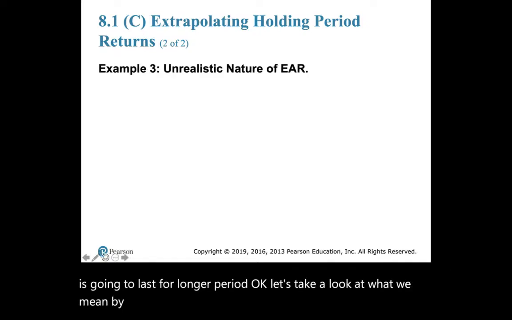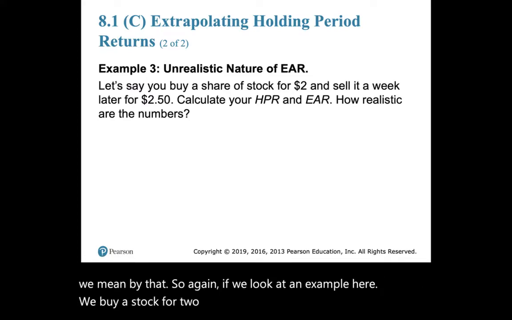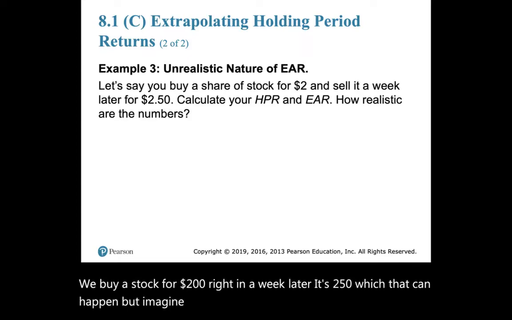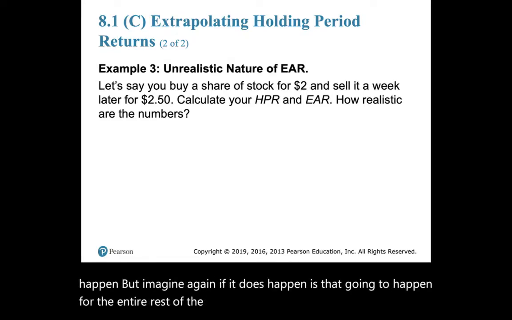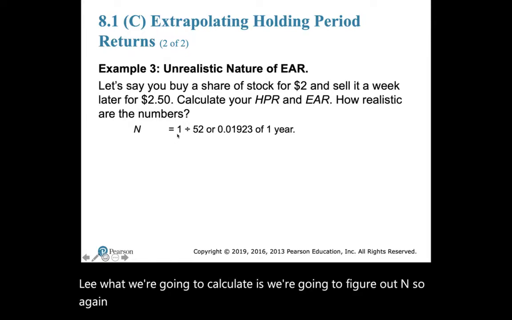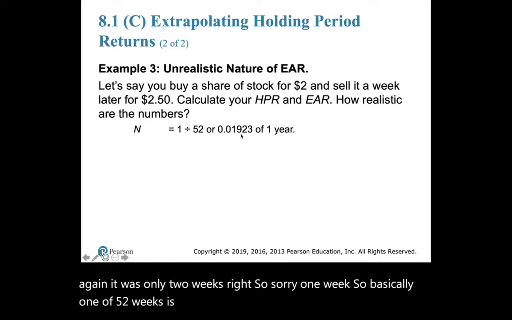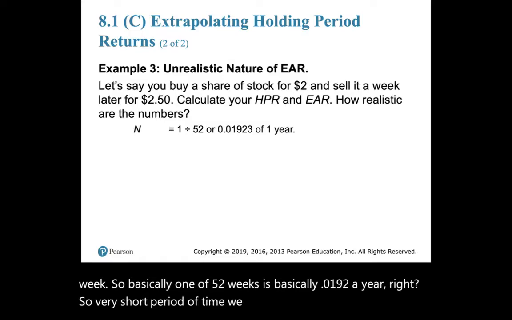So again, if we look at an example here, we buy a stock for $2, right? And a week later it's $2.50, which, that can happen. Okay, but imagine, again, if it does happen, is that going to happen for the entire rest of the year? Probably not. But anyway, mathematically, what we're going to calculate is we're going to figure out N. So again, it was only 1 week. So basically 1 out of 52 weeks is 0.0192 of a year, right? So a very short period of time, we get a very small N, okay?